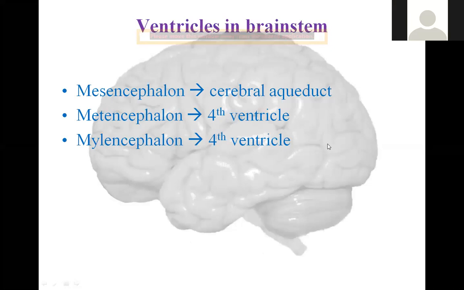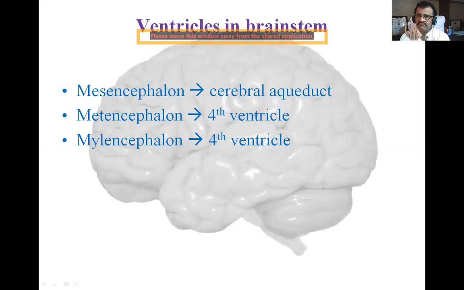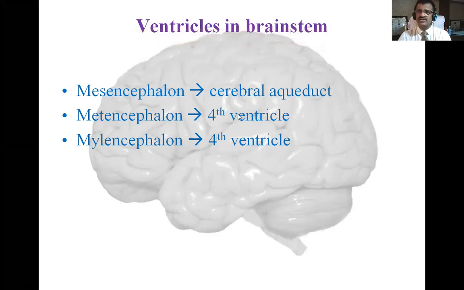The mesencephalon has a CSF cavity, and it is not a ventricle but an aqueduct. So we call it the cerebral aqueduct. Aqueduct of Sylvius is the other name for it. Now in the metencephalon, between the pons and cerebellum, there is the fourth ventricle. Similarly, in the myelencephalon, between the medulla oblongata and cerebellum, there is the fourth ventricle. So actually, the fourth ventricle is the cavity of the brainstem along with the cerebral aqueduct.